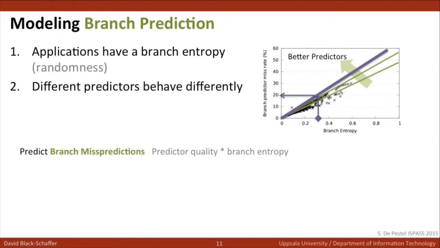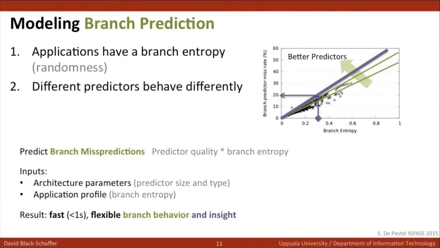So again, 2 different inputs: the architecture parameters, what size and what type of branch predictor, and then profile from the application, what is the entropy in that application. And when you put these together, we get another fast and flexible model that tells us about branch behavior, but it also gives us insight.